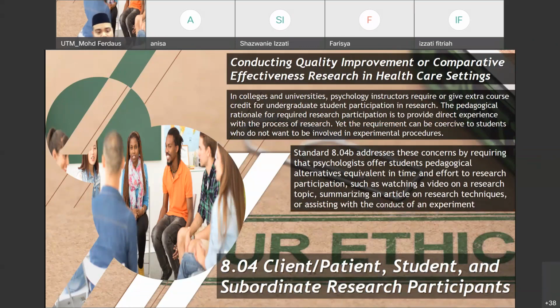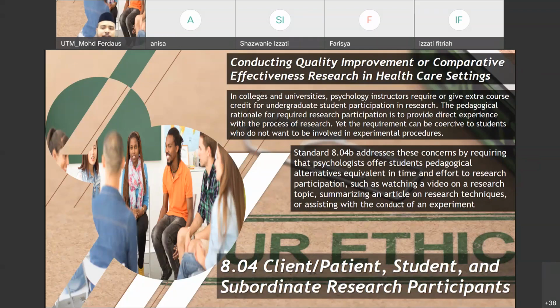In the case of students in colleges and universities, psychology instructors like me require or give extra course credit for undergraduate student participation in research. The pedagogical rationale for required research participation is to provide direct experience with the process of research. Yet, the requirement can be coercive to students who do not want to be involved in experimental procedures.